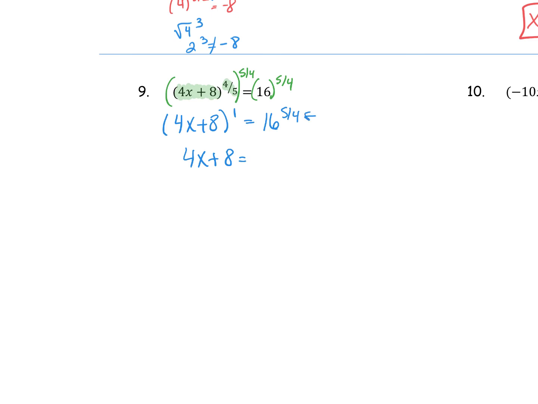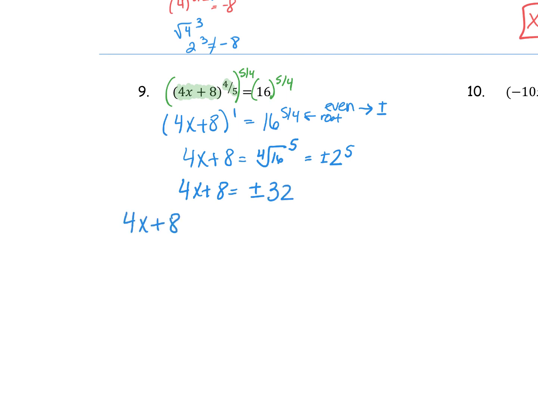Now again, I have a 4th root, and anytime I have an even root, I'm going to get plus or minus in my answer, so keep that in mind. So I'm taking the 4th root of 16 all to the 5th power. So I'm going to have 4x plus 8 equals, well, the 4th root of 16 is plus or minus 2. Plus or minus 2 to the 5th power is plus or minus 32. So I'm going to have 4x plus 8 equals 32, and 4x plus 8 equals negative 32.